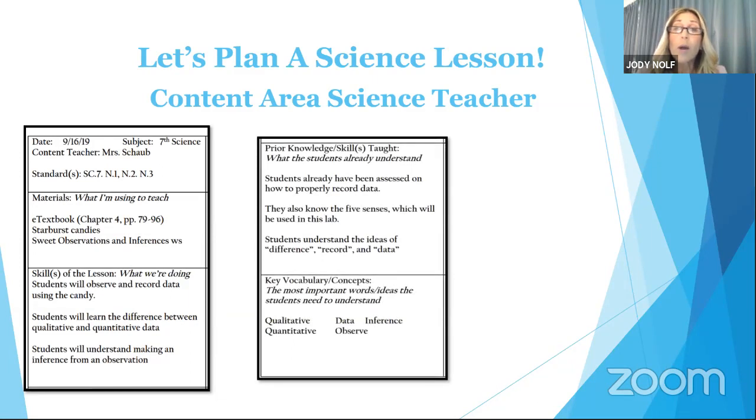Any prior knowledge? Well, we know that the students already have been assessed on how to properly record data. They know the 5 senses. They know the ideas of difference, record, and data. But let's look at the bottom of that middle box. Key vocabulary: qualitative, quantitative, data, observe, inference.